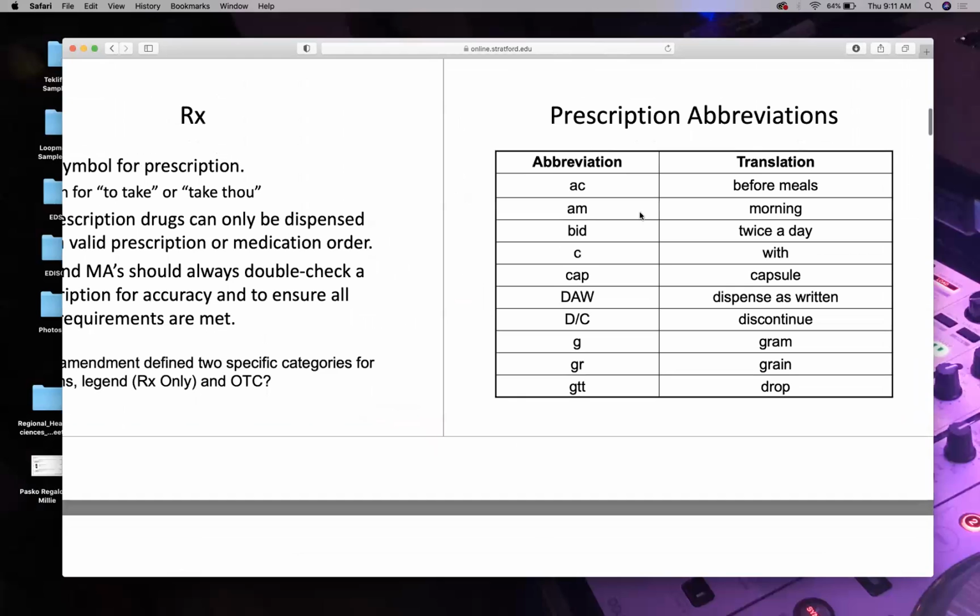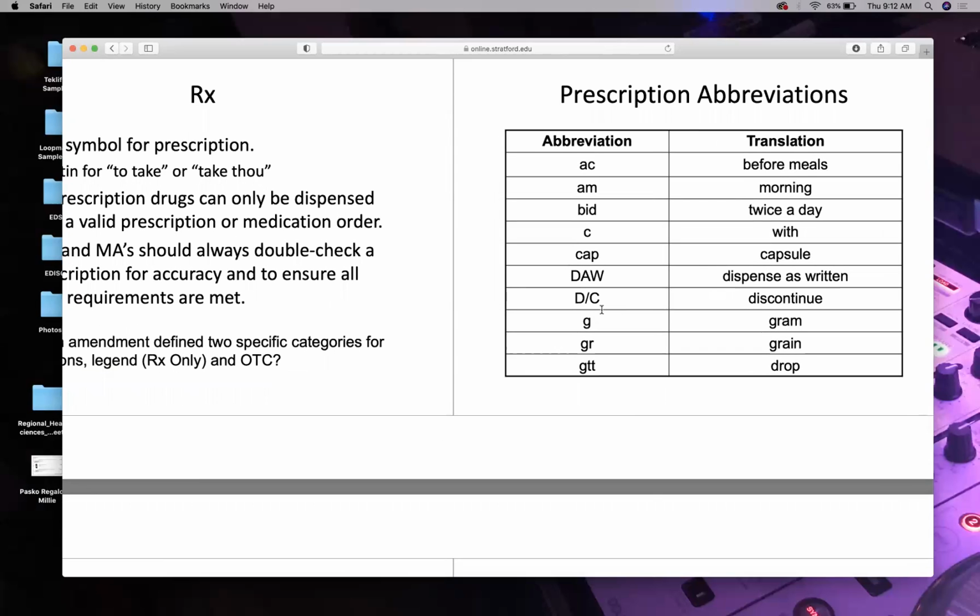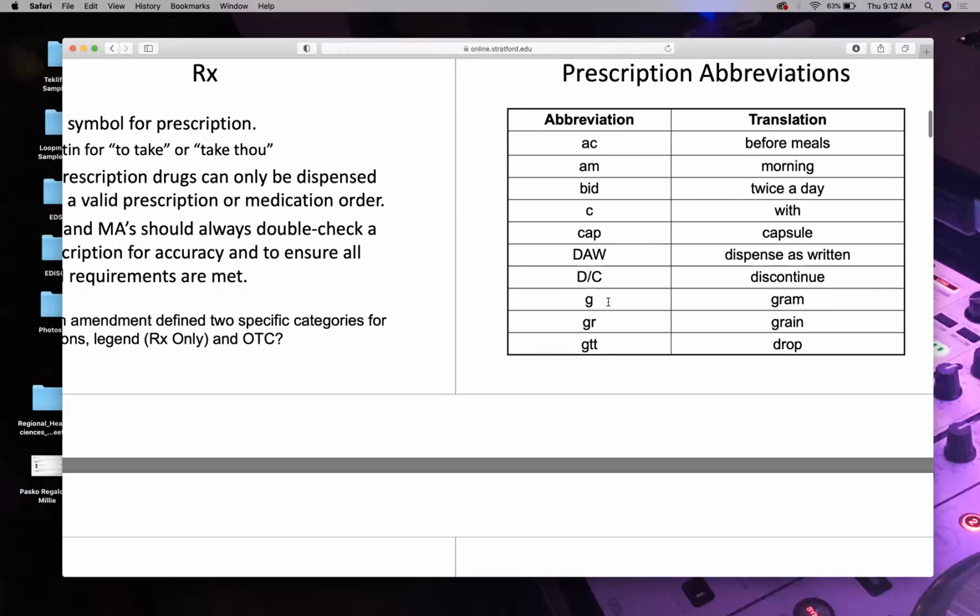OTC is over the counter, right? Here are some other abbreviations that are very common. Of course, AM, PM, morning, evening. AC is ante cibum, from ante and comer, if any of you remember your Spanish, comer is to eat, so before meals. BID, twice a day. TID, 3 times a day. QID. Now C with a little line on the top is with. S with a little line on the top is without. Cap, of course, is capsule. DAW, dispense as written. DC is discontinue.